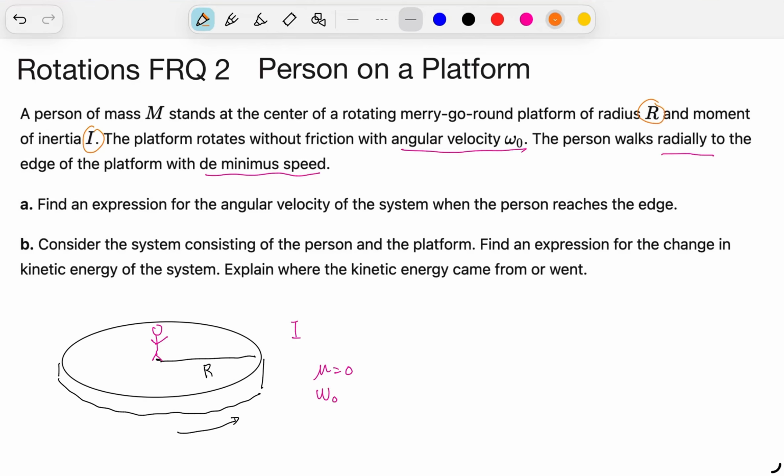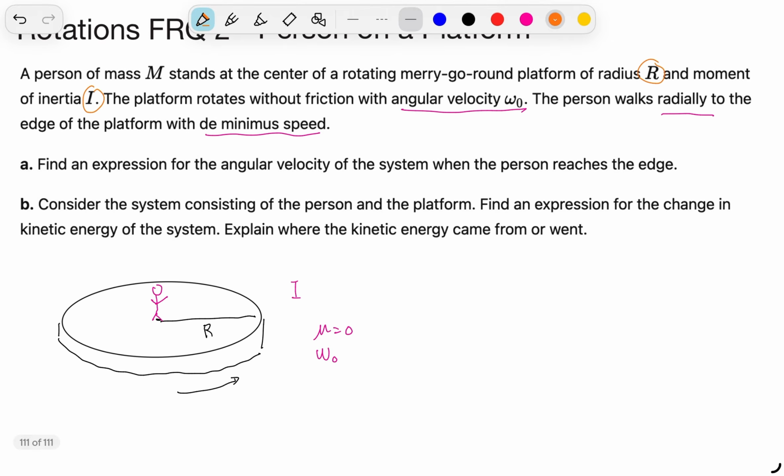In this video, we're going to be doing a Unit 5 rotations FRQ for a person on a platform. So imagine that a person of mass m stands at the center of a rotating merry-go-round platform of radius r and moment of inertia I. The platform rotates without friction and with an angular velocity omega initial. The person walks radially to the edge of the platform. So we want to derive an expression for the angular velocity of the system when the person reaches the edge.